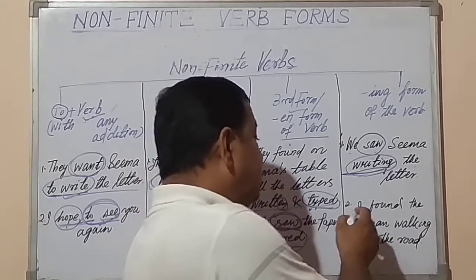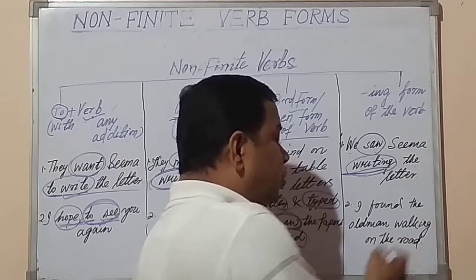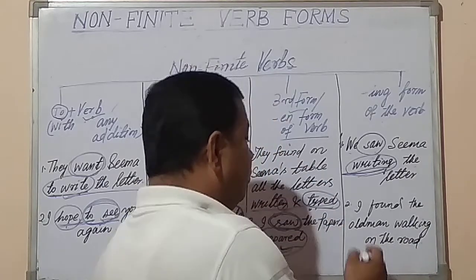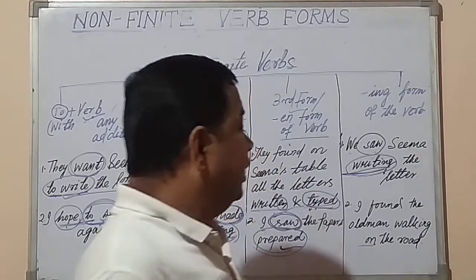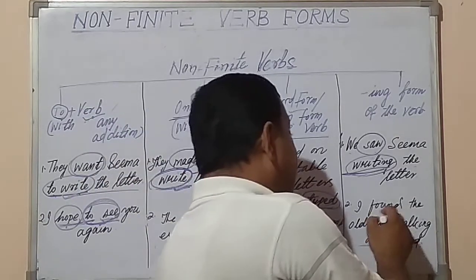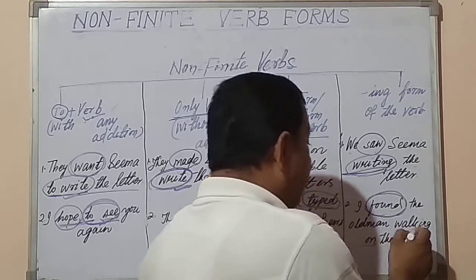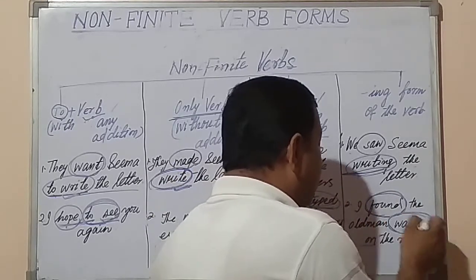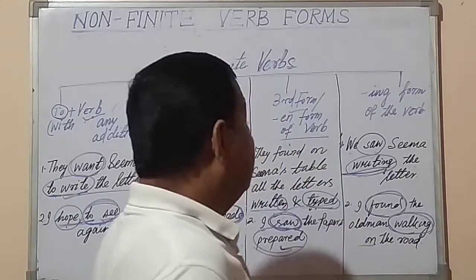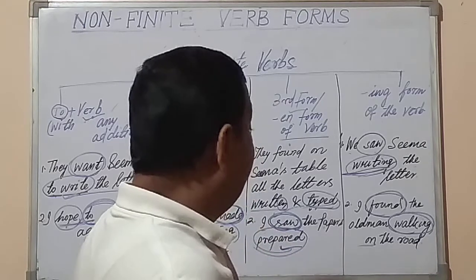And next one you see: I found the old man walking on the road, or walking along the road. We also say walking along the road or walking on the road. Here found is your finite verb, whereas walking is your non-finite word. And this non-finite word is a non-finite form of verb.